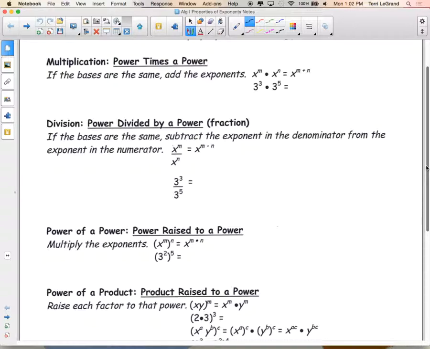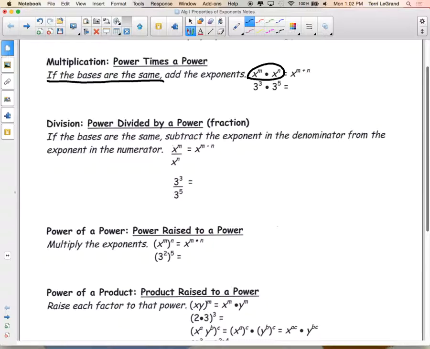Okay? So I want you to underline this because this is really a big deal. If the bases are the same, this is the only time we can apply this property, is if the bases are the same. So let's look at the algebraic expression right here. X to the m power times x to the n power. What's the base? X. X is the base in both of those. So the bases are the same.